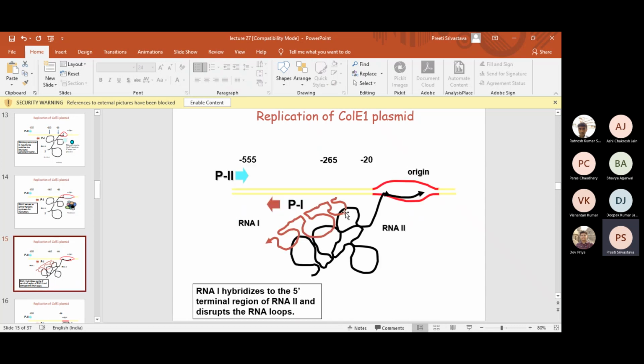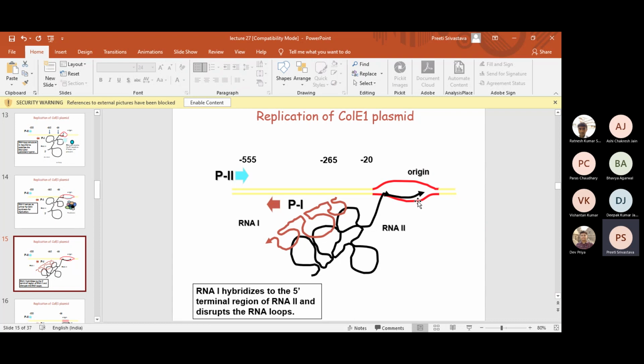And the moment this RNA1 pairs with RNA2, because of this pairing, the RNA-DNA hybrid that was present at the origin of replication gets destabilized, and the moment it gets destabilized, the replication gets inhibited. There will be no replication.